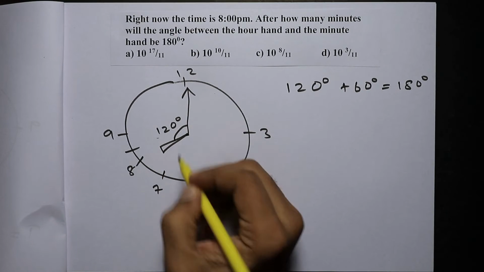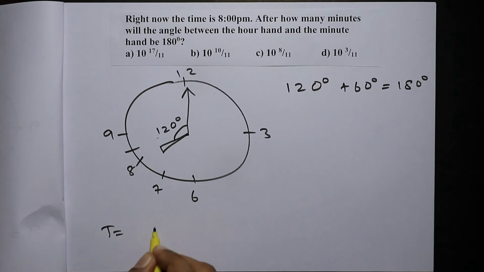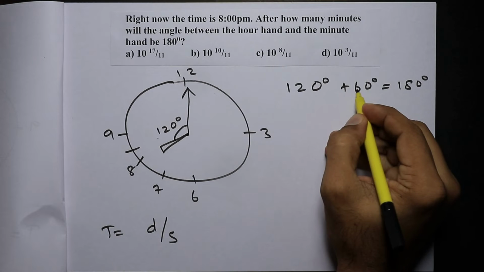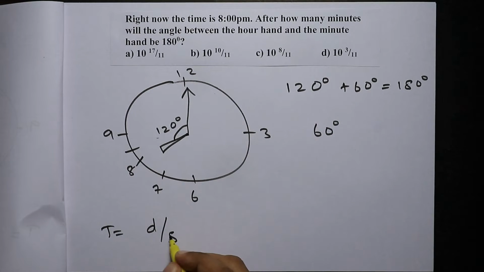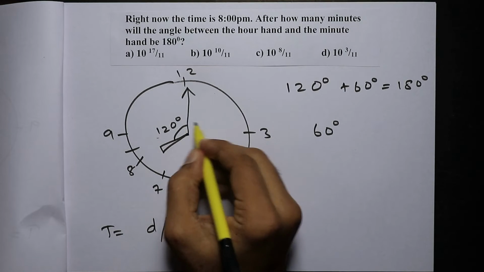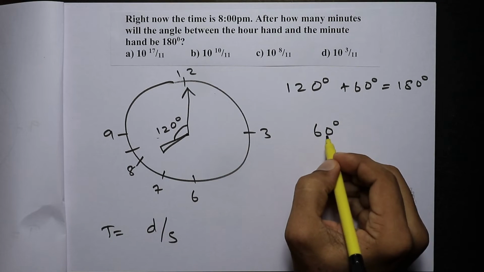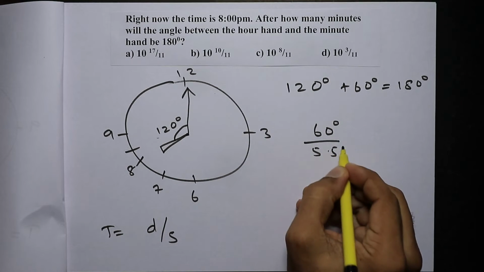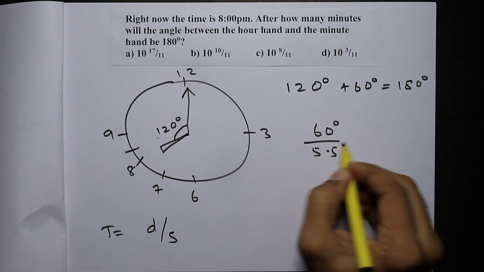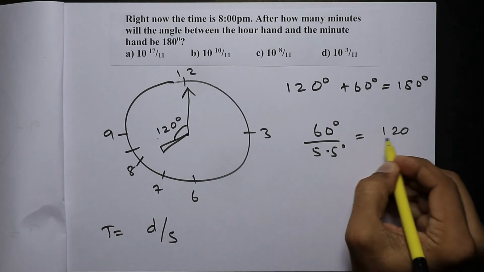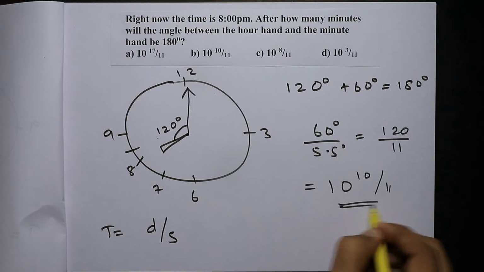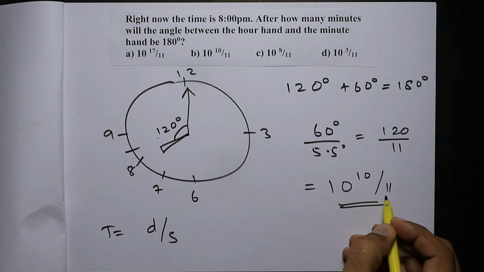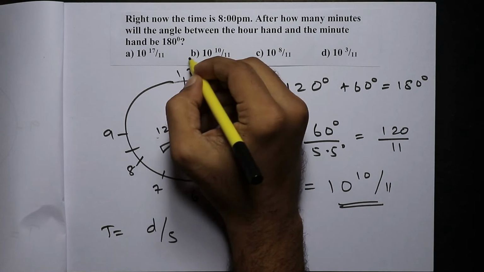And what is the time required for that? Time required is distance by speed gives you time. So the angle has to increase by 60 degrees. So distance to be moved is 60 by speed. It is increasing at 5.5 degrees per minute. So distance is 60 degrees by speed is 5.5 degrees per minute. So distance by speed gives you time. This you will get it as 120 by 11. That is, the time required is 10 and 10 by 11 minutes. That is option B.